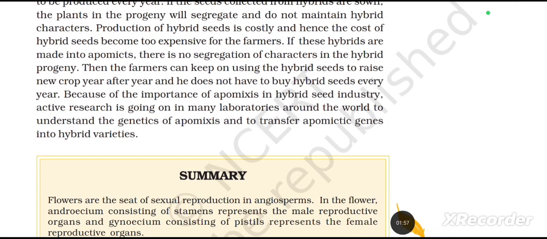If these hybrids are made into apomictics, there is no segregation of characters in the hybrid progeny. Then the farmers can keep on using the hybrid seeds to raise new crops year after year, and they do not have to buy hybrid seeds every year. Because of the importance of apomixis in the hybrid seed industry, active research is going on in many laboratories around the world to understand the genetics of apomixis and to transfer apomictic genes into hybrid varieties.